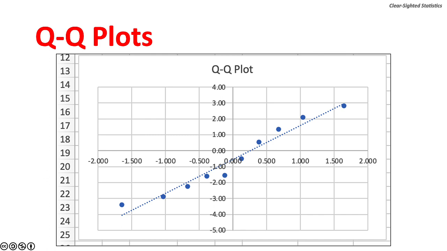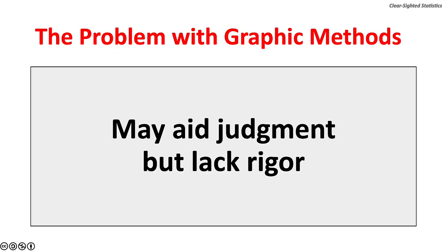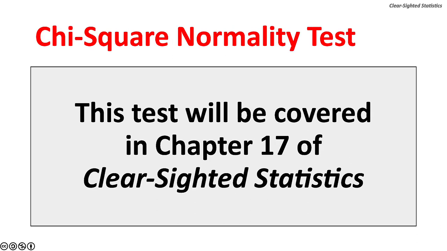QQ plots show a 45-degree line on an XY scatter diagram. The closer the XY variables are to the 45-degree line, the closer the distribution is to a normal distribution. The distribution on this QQ plot could be considered a normal distribution. While these graphic methods may aid judgment, they lack scientific rigor.